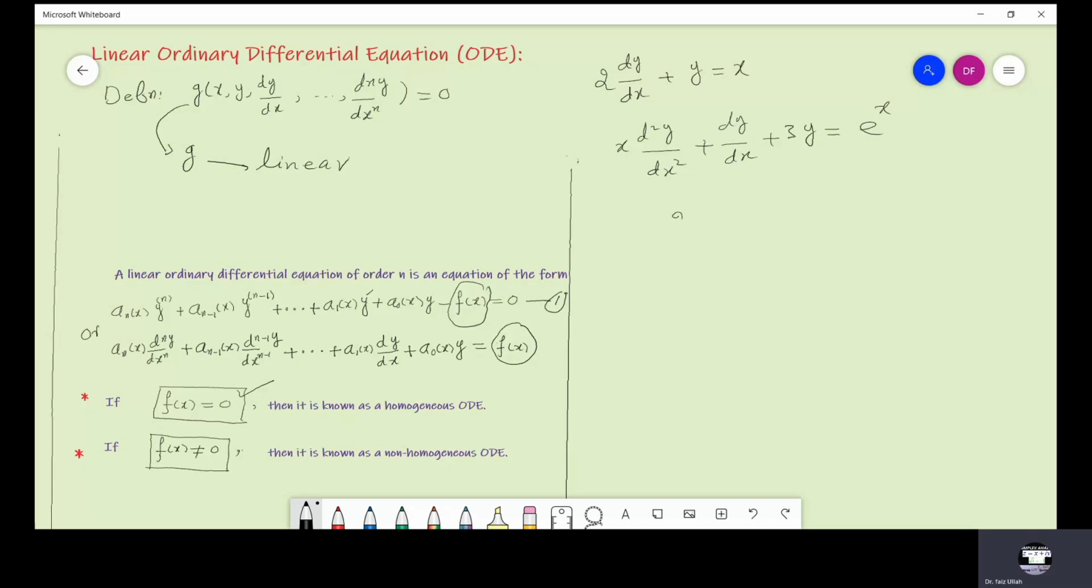Similarly, from equation 1, if I write dy over dx plus y equal to 0, now this one is homogeneous, but the star one is non-homogeneous because f of x is x in star. Now let us write another equation, dy over dx plus sine x times y is equal to cos x. This is a non-homogeneous ODE because f of x in this case is cos x.